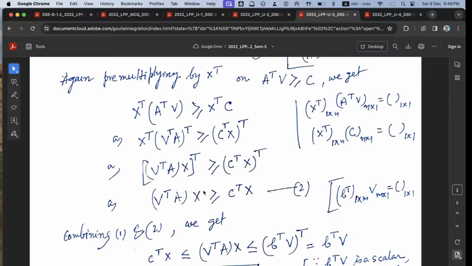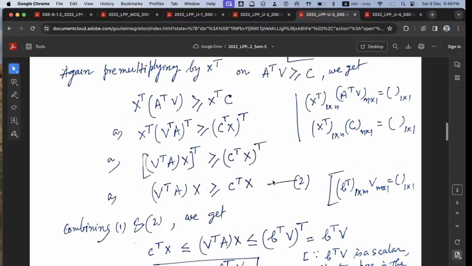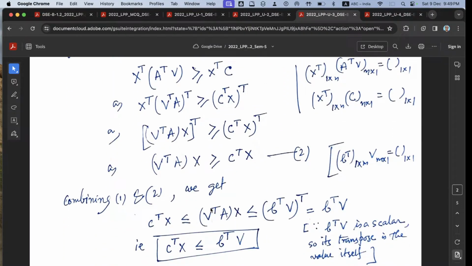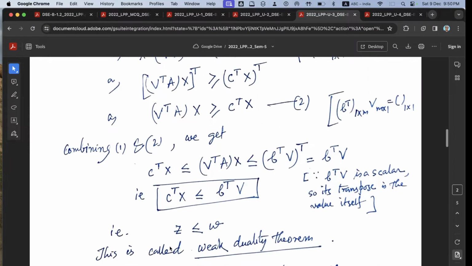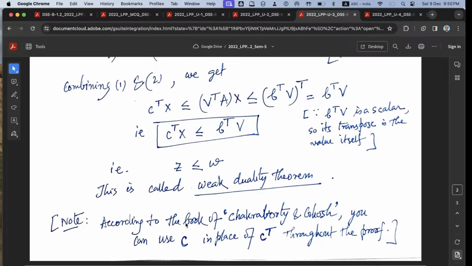So V transpose AX greater than or equal to C transpose X, in inequality 2. Combining 1 and 2, we get C transpose X less than or equal to V transpose AX less than or equal to B transpose V. That is, C transpose X less than or equal to B transpose V. That is, Z is less than or equal to W. This is called the weak duality theorem. And according to this Mukta Chakraborty course, we can use C in place of C transpose throughout the proof.